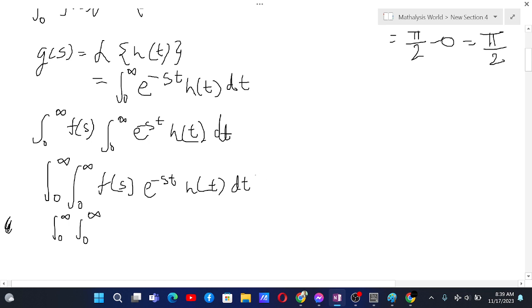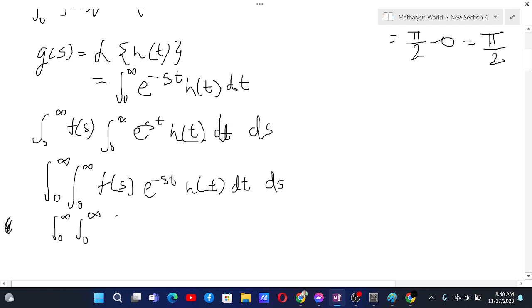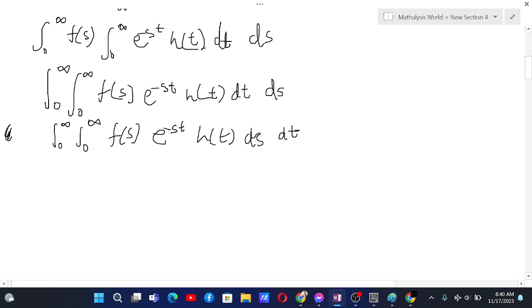Yeah, and now this one also has a ds over here. Okay, so now we can extend this too. Now the first integration will be in terms of the world of s. Since these limits of integration were just constant values, we could extend them. And now for this integration of ds, h of t is constant and can be brought out. So the integral from 0 to infinity, we have h of t outside, integral from 0 to infinity e to the power minus ts f of s ds dt.